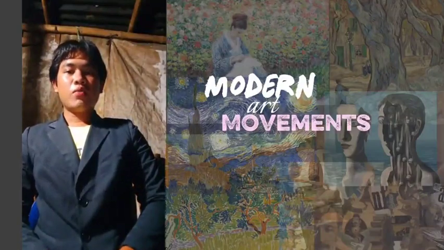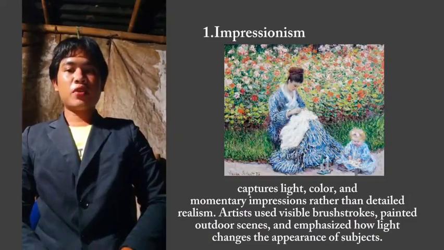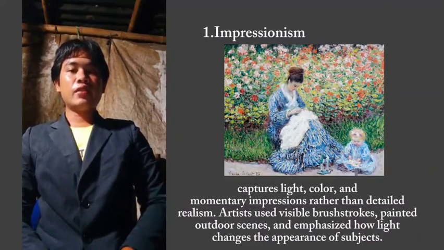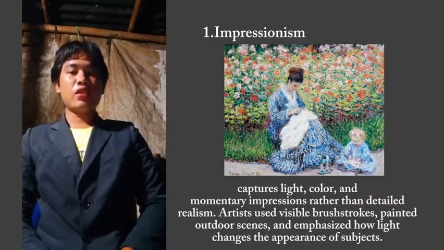Modern art movements. Number 1. Impressionism. Impressionism captured light, color, and momentary expression rather than detailed realism. Artists used visible brushstrokes, painted outdoor scenes, and emphasized how light changes the appearance of subjects.